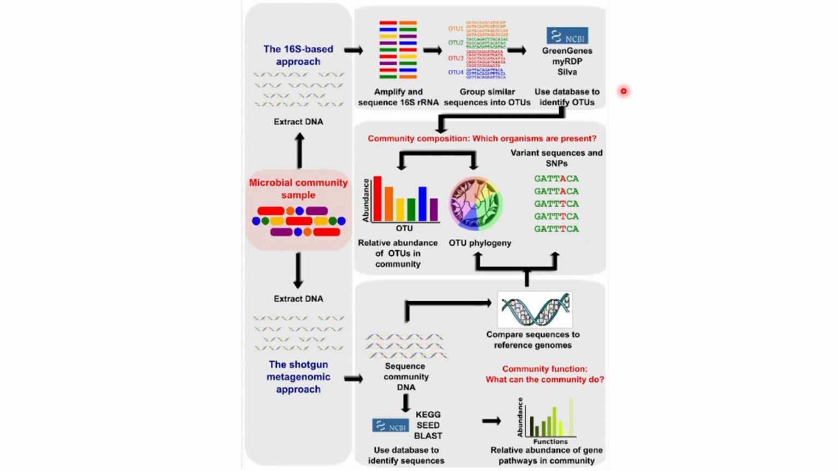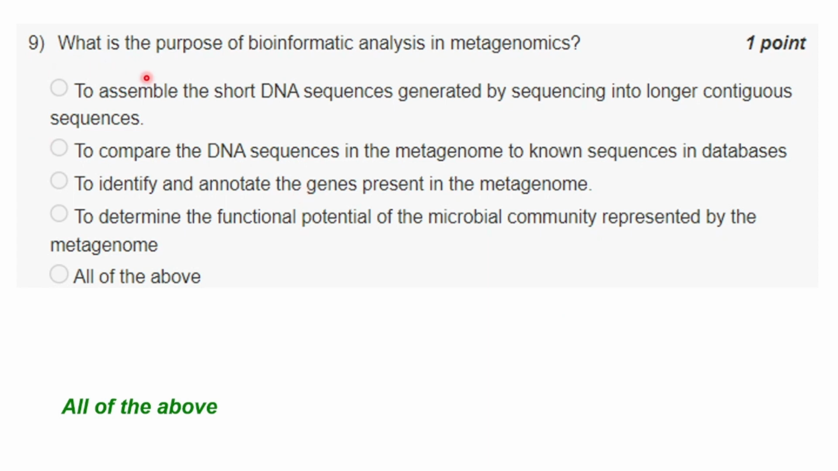Some common bioinformatics tools used in metagenomics include sequence alignment tools, clustering algorithms, functional annotation tools, and machine learning algorithms. Bioinformatic analysis in metagenomics can help us to better understand the composition and the function of microbial communities, their interactions with the environment, and their role in various biological processes, such as nutrient cycling, bioremediation, and disease. It can also lead to the discovery of new microbial species and enzymes with potential applications in biotechnology, medicine, and other fields. So does it assemble the short DNA sequences generated by sequencing into longer contiguous sequences?